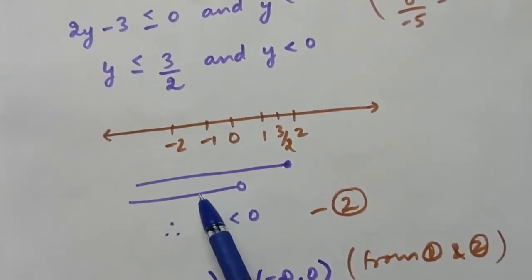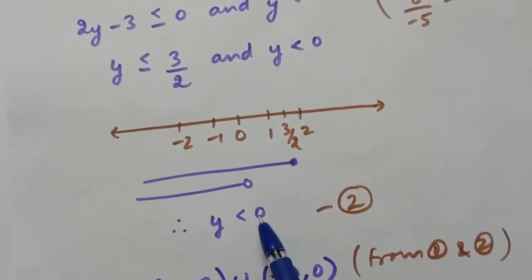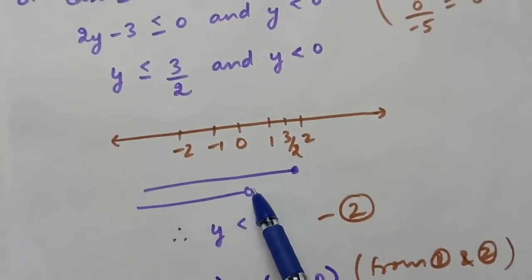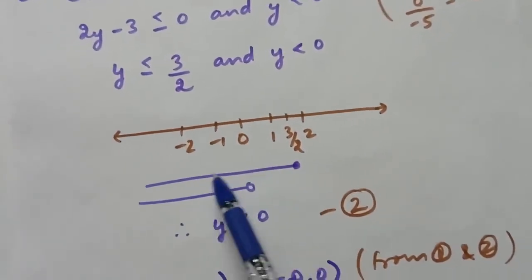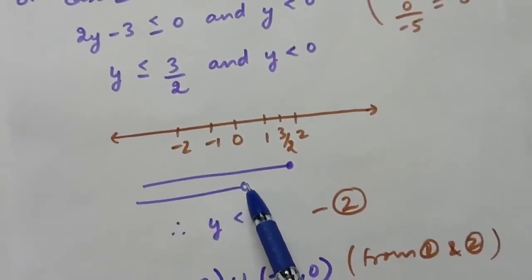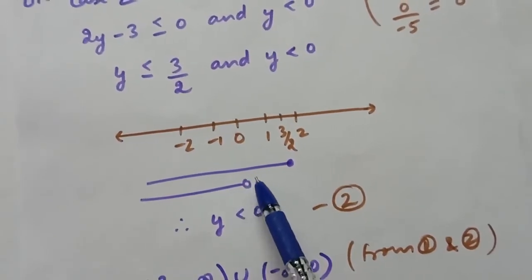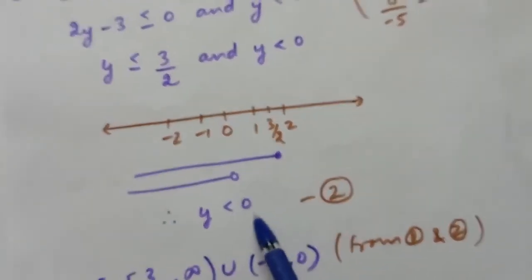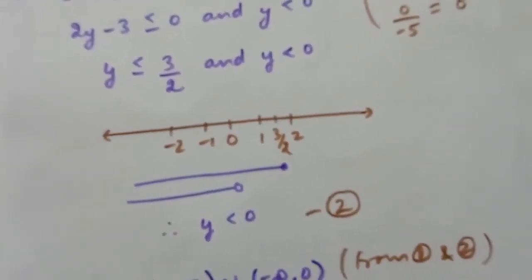So the intersection of these will be y less than 0. Y equality is not there because 0 is included in this line, but 0 is not included in this line. Here it is an empty circle. Therefore y is less than 0.